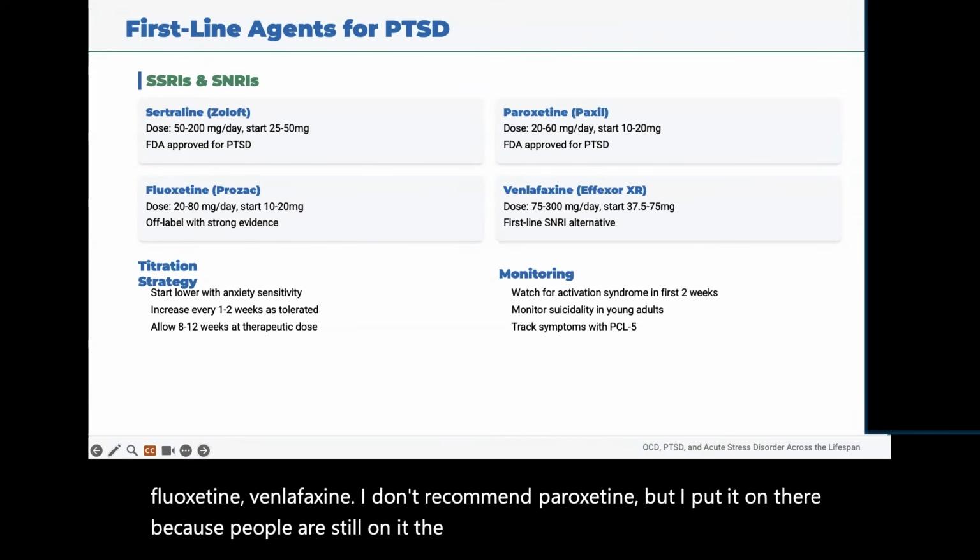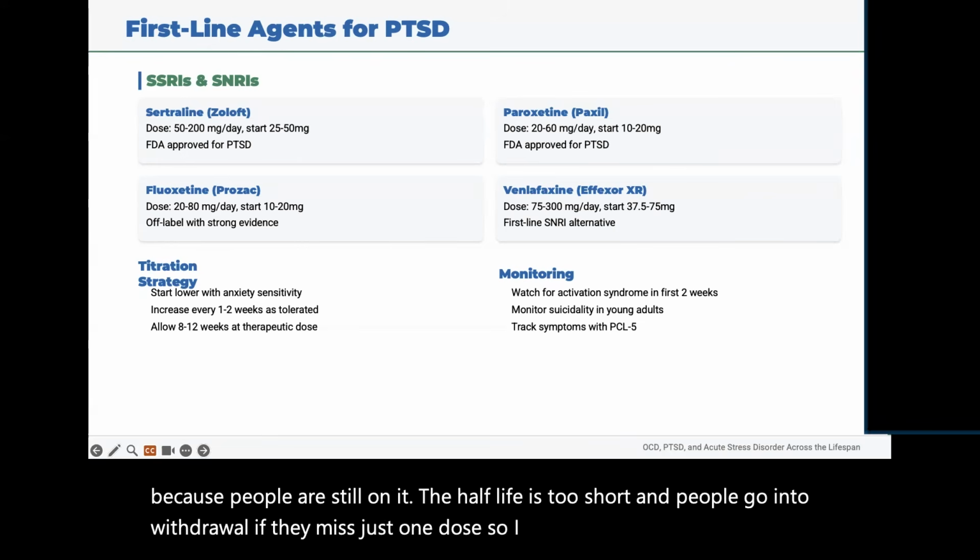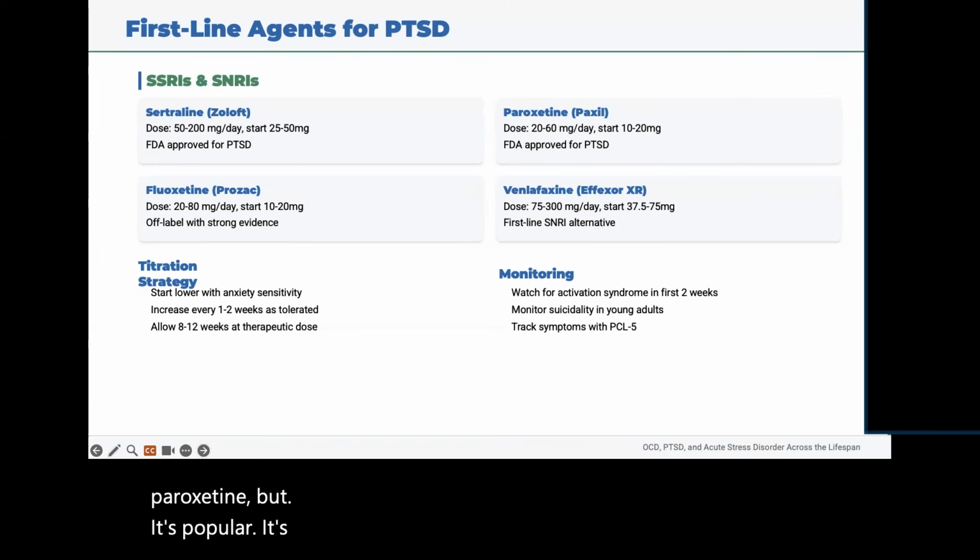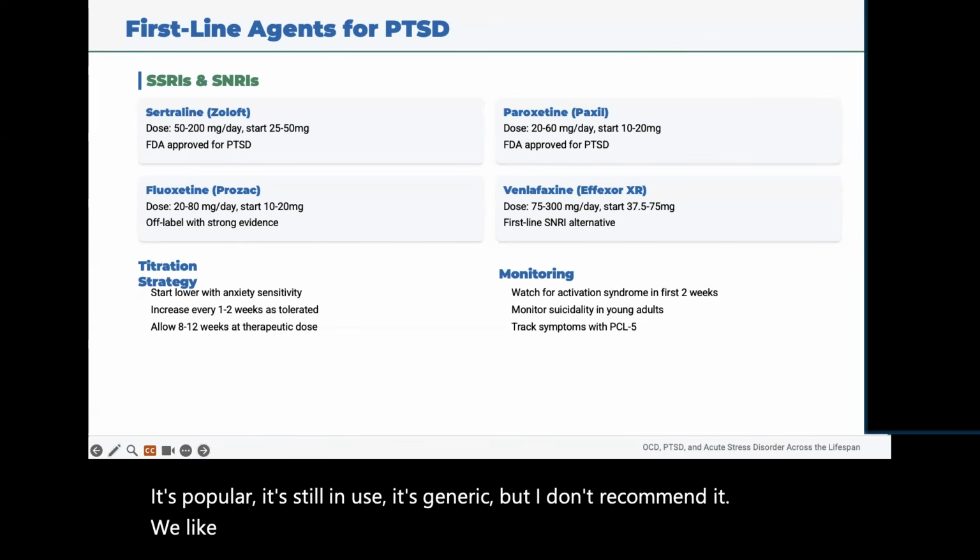The half-life is too short and people go into withdrawal if they miss just one dose. So I don't recommend Paxil, paroxetine, but it's popular. It's still in use. It's generic, but I don't recommend it. We like something with a longer half-life.